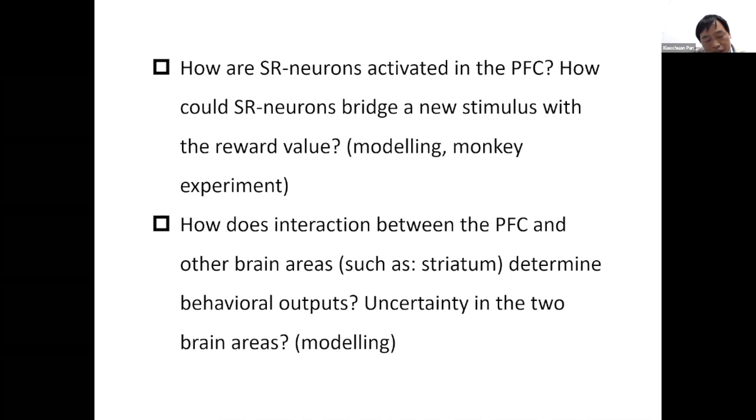For example, in some cases the output from the prefrontal cortex is inconsistent with the output from other areas, for example striatum and hippocampus. Which area is more important, or what kind of factor, for example uncertainty, is used to control the behavior? For this, I prefer to use modeling.